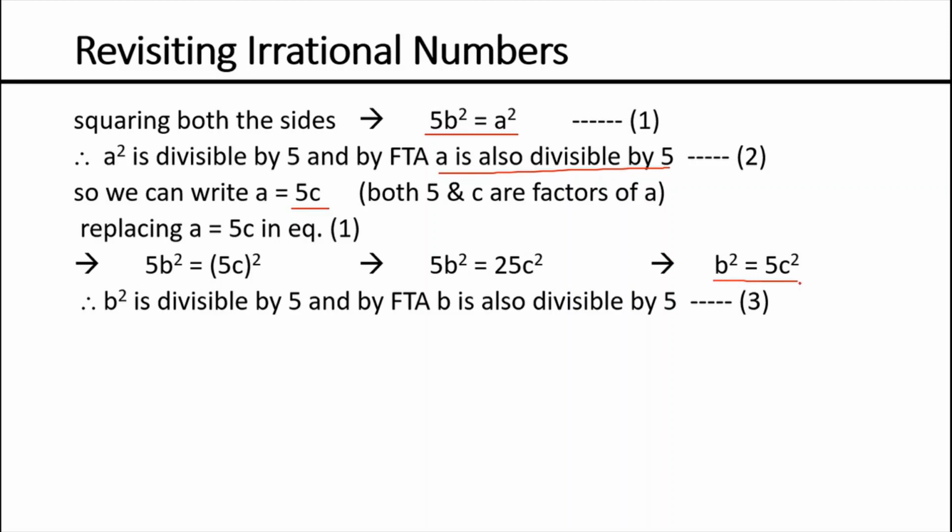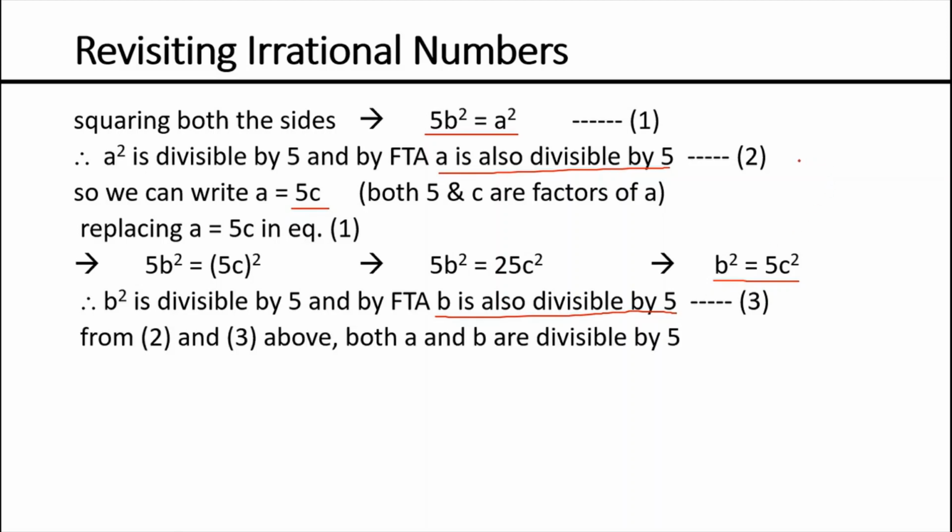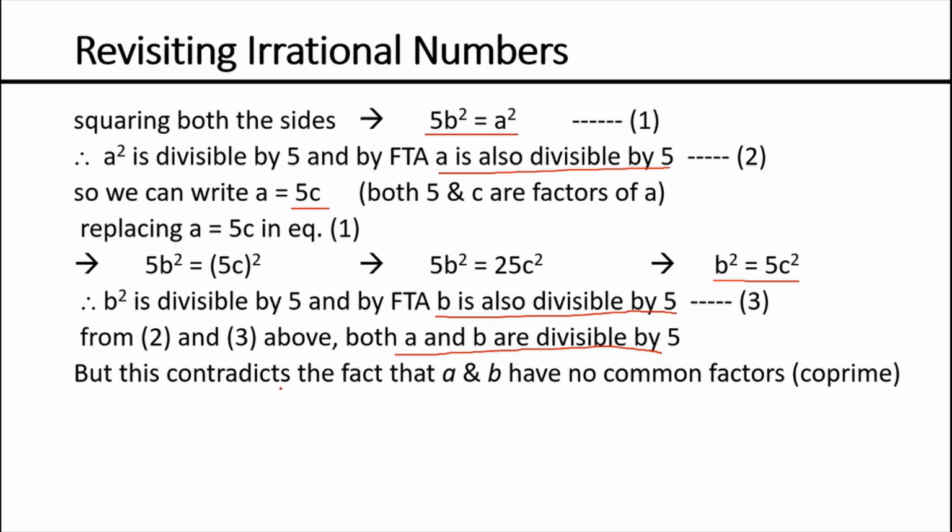Again, b square is equal to 5c square means that b square is divisible by 5 and hence b is also divisible by 5. Now from equations 2 and 3, you can see that both a and b are divisible by 5, but this is a contradiction to the fact that a and b have no common factors, because we have seen that these were co-prime numbers.